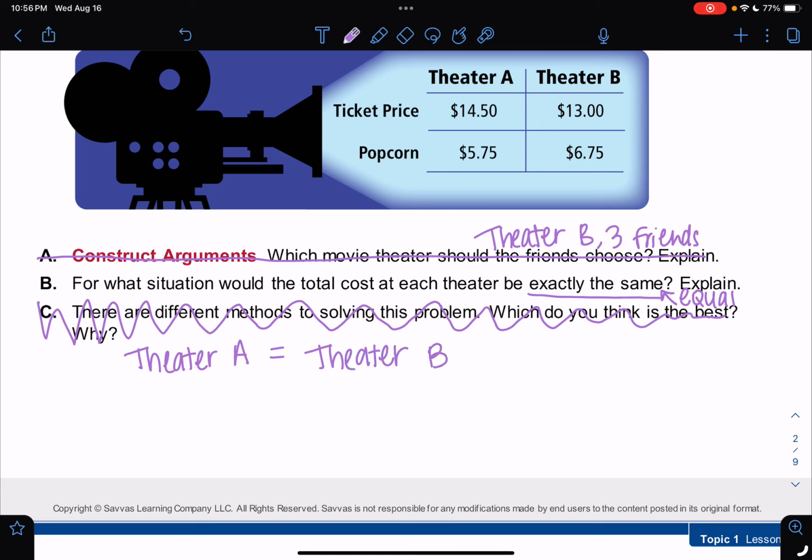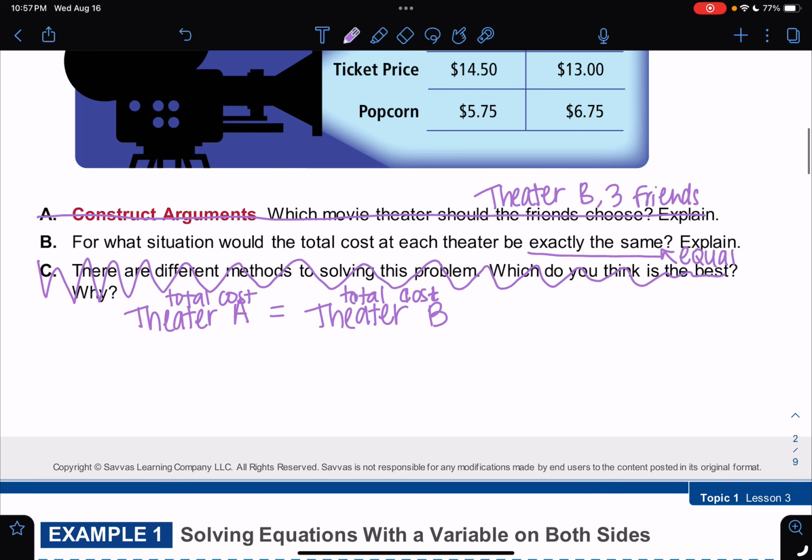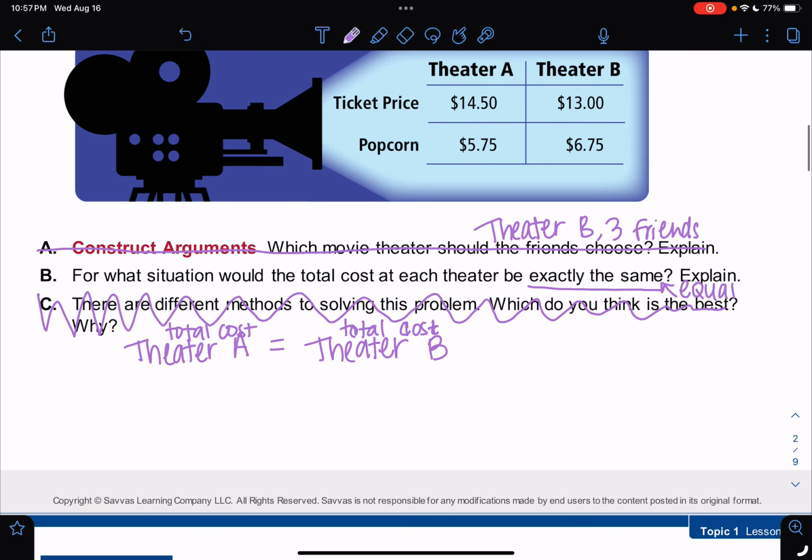Okay, and it's just like what we did in part A, where we set up that table, but instead of setting up a table, we're just setting up the equation. All right, so we're talking about really the total cost for theater A versus the total cost for theater B. Okay, got it. All right. So with that in mind, we can go ahead and talk about this.